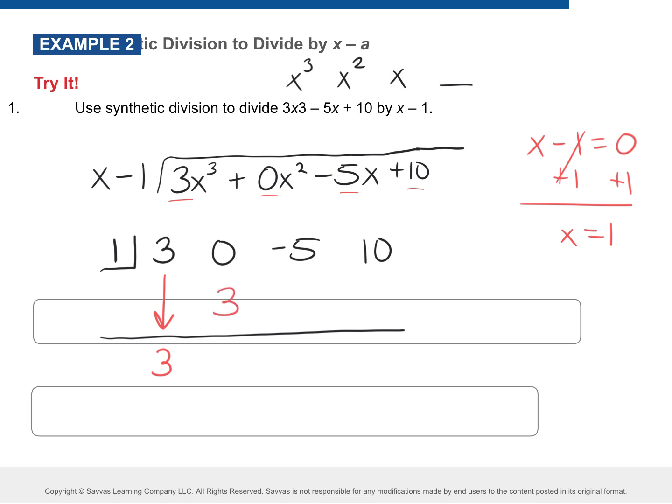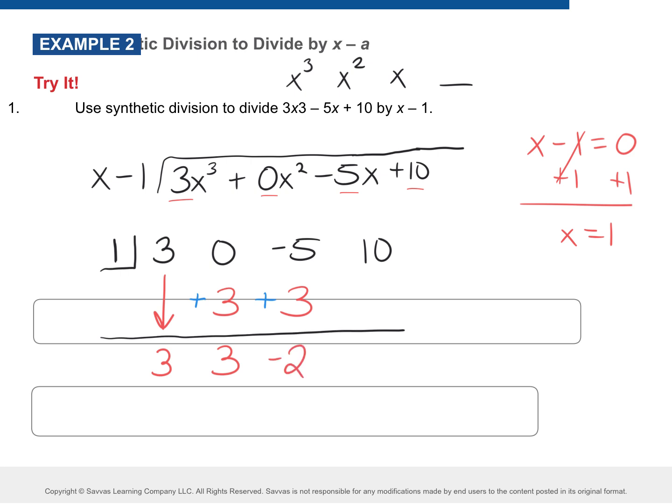3. What do I do with 0 and 3? Add them together. What's 0 plus 3? 3. What do I do now? Multiply 3 by 1. Do you agree it's the same process over and over again? Yes. Okay. So 1 times 3 is 3. What do I do with negative 5 and 3? Add them. What's negative 5 plus 3? Negative 2.